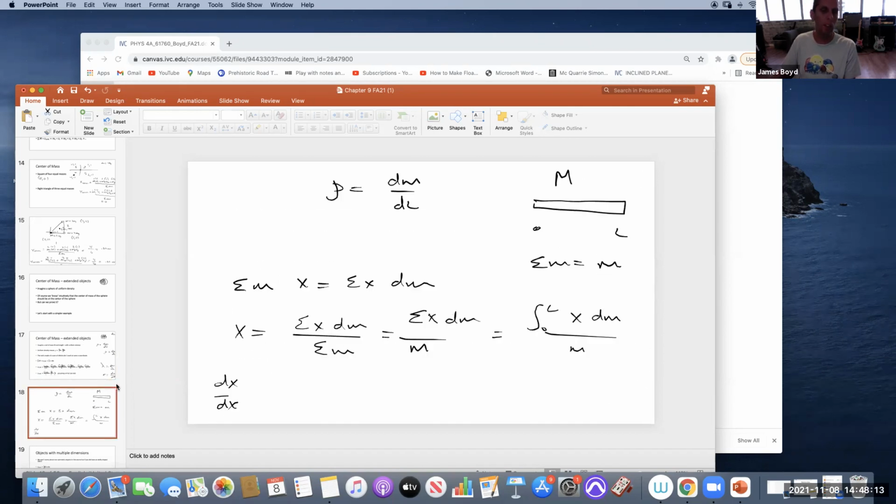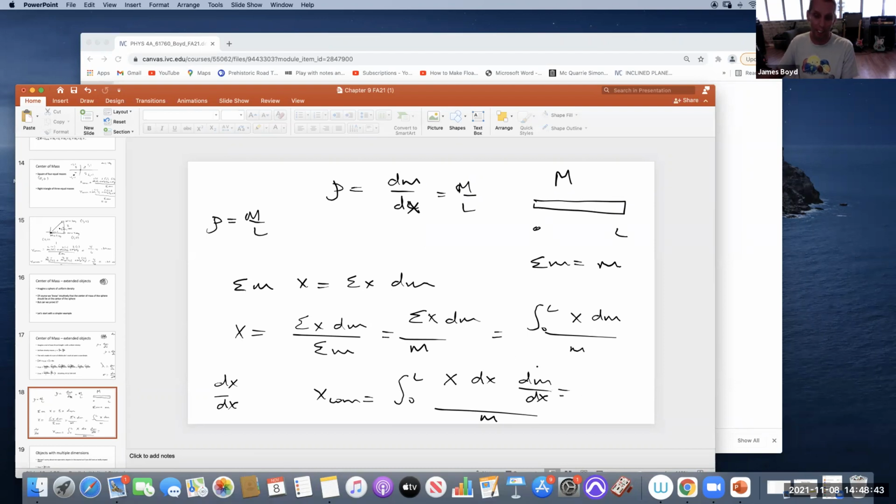What I should say, and I should have said it here, is that dx is m over L if it's uniform. So what we get is that x of the center of mass is the integral from 0 to L of x dx dm over dx, over m. Now dm over dx is rho. We can take the rho out, but since rho is m over L, this becomes m over L divided by m times the integral from 0 to L of x dx.